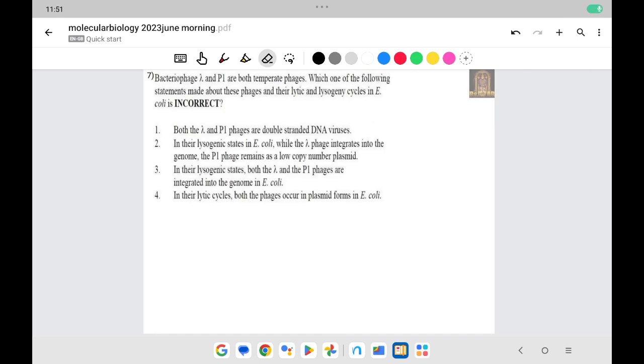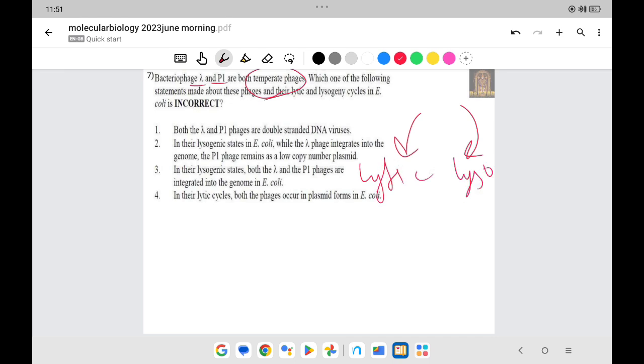This question is stating about two bacterial phages. One is lambda and another one is the P1 phage. Here it is mentioned that both the phages are temperate phages. What does that mean? Temperate phage means one which can successfully infect in both ways: one is the lytic way and one is the lysogenic way.